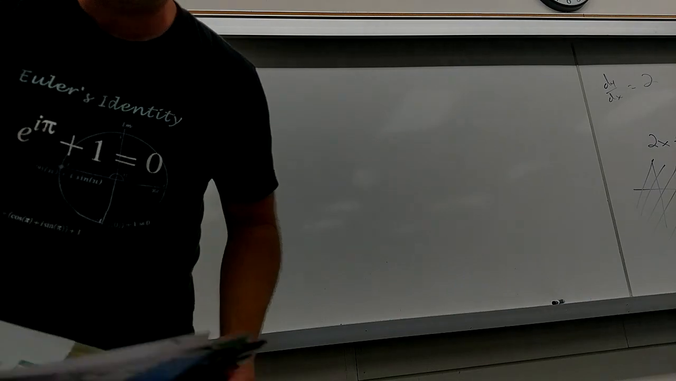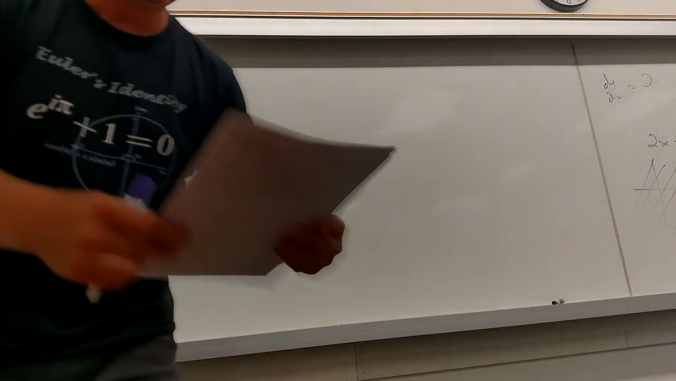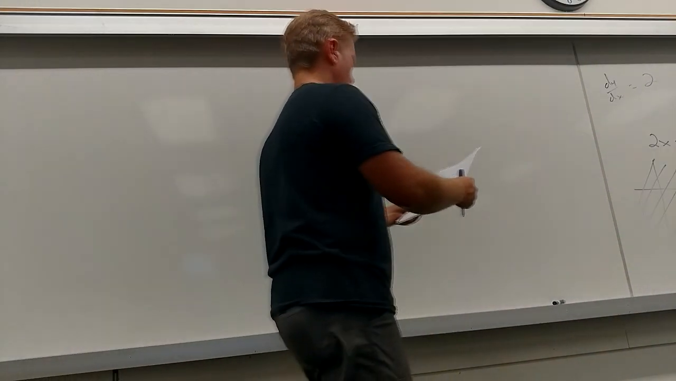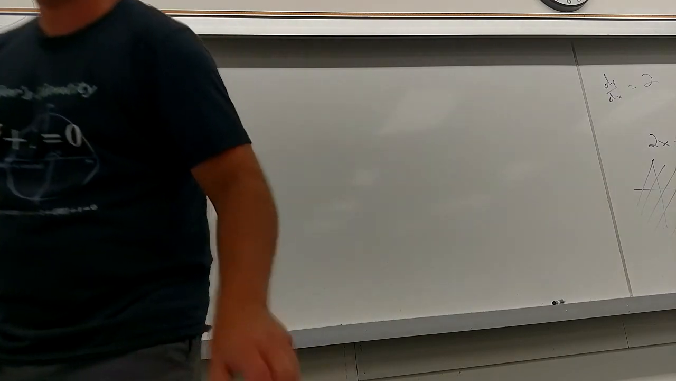So here they call it a direction field. I think they do say it could also be called a slope field. What did I want to do? I want to do a specific example with you guys. Oh, here it comes. Okay.